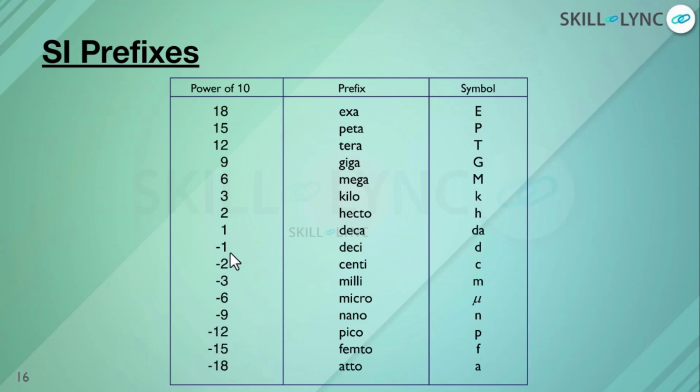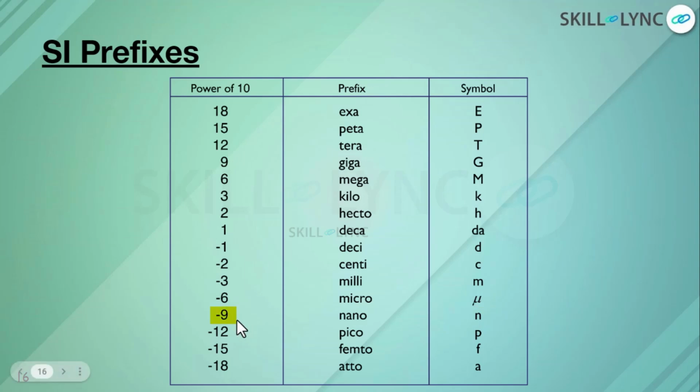What's 10 power minus 1? 10 power minus 1 is deci, represented by symbol d. 10 power minus 2 is centi and represented by symbol c. 10 power minus 3 is milli and represented by symbol m. 10 power minus 6 is called micro, represented by symbol mu.